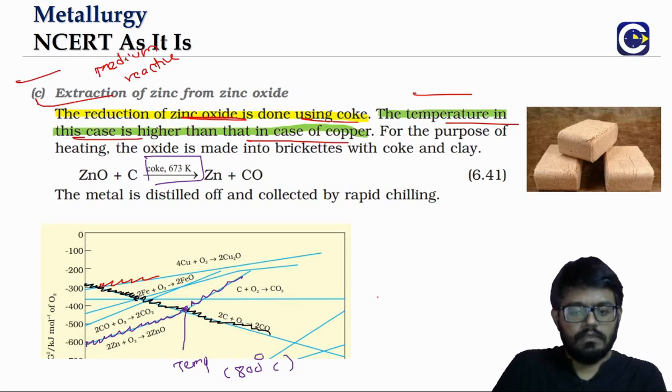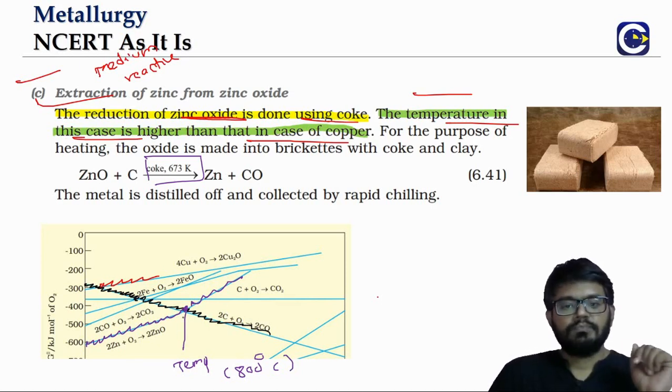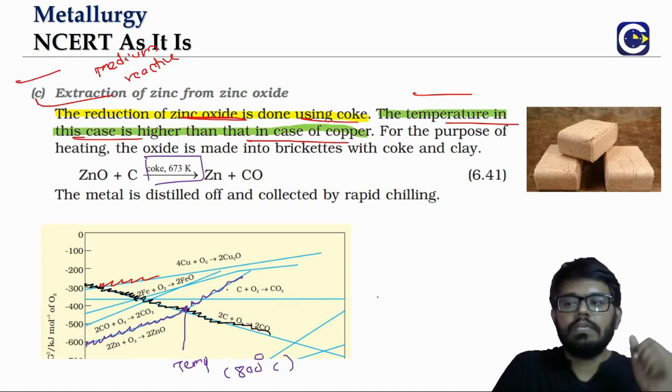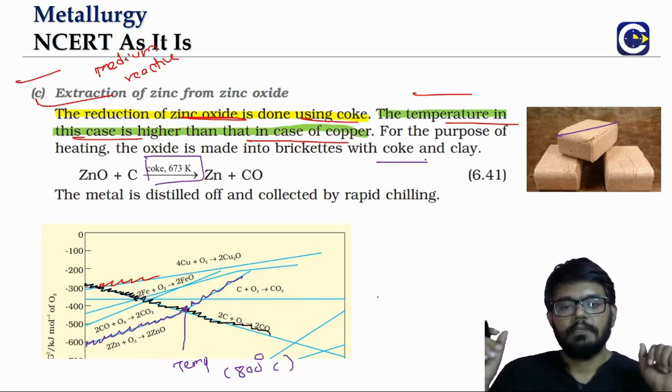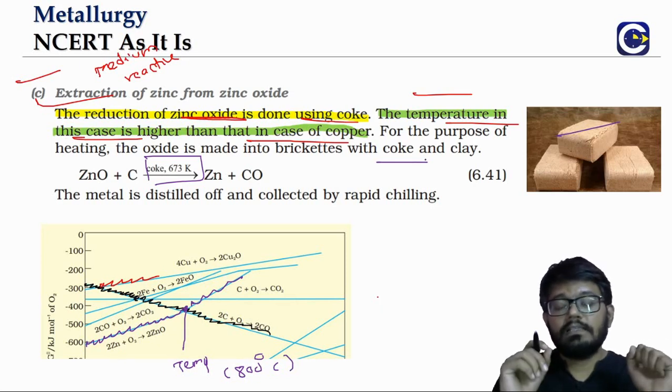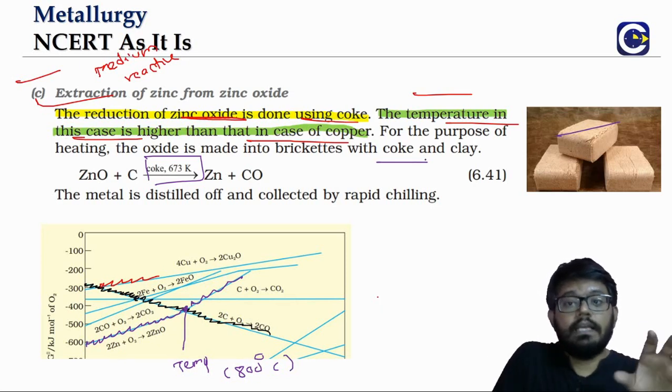And above this, it has to be above the crossover temperature. So how do we achieve this? We will make briquettes with zinc oxide, coke and clay. We will make briquettes and then we will heat it. The thing is, generally, this heat treatment for the reduction is what we will be referring to as smelting.